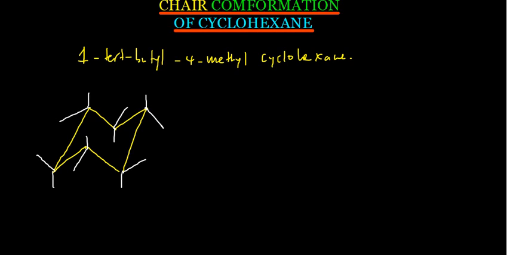Now I'm interested only in position number 4 and position number 1, because that's where we have the groups. We know the rest of these are going to be hydrogen, so I can even put them in.